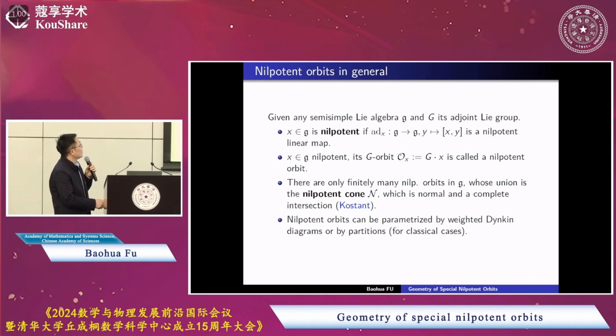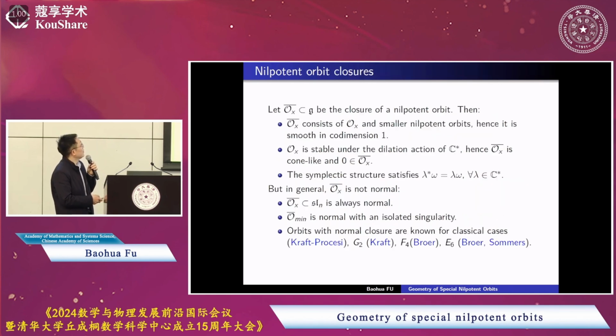And Kostant showed that if you put all nilpotent elements together, this becomes a nilpotent orbit closure. It's called the nilpotent cone, the biggest one, which is normal and a complete intersection. And also nilpotent orbits are classified by partitions in classical types, and also by weighted Dynkin diagrams in exceptional types.